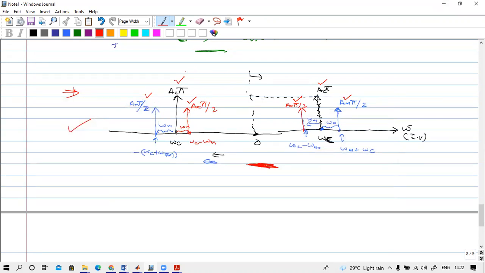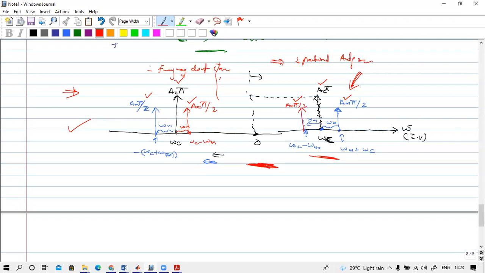Normally, sometimes you can see that we don't consider this negative frequency part of the spectrum. We only consider this positive frequency part, because in a spectrum analyzer, you can only see this spectrum. So what is the frequency spectrum analyzer?